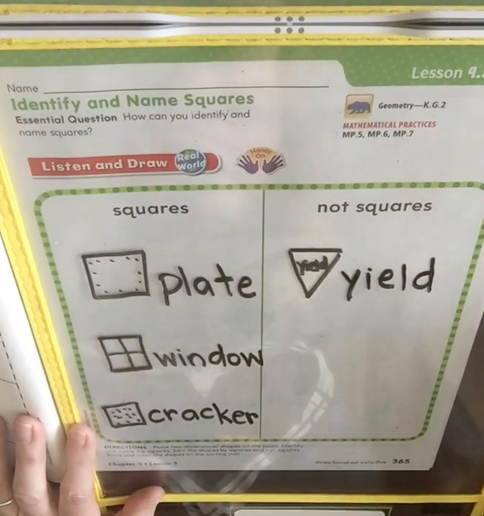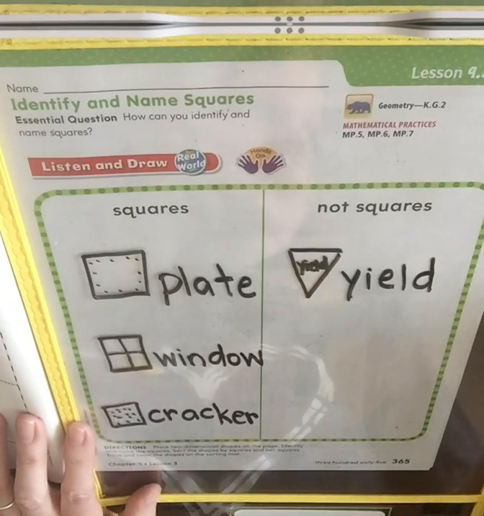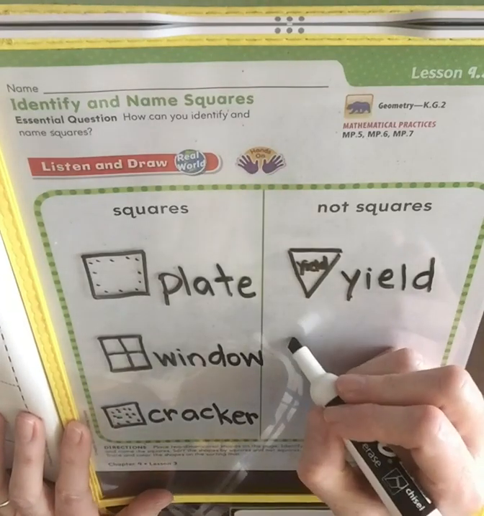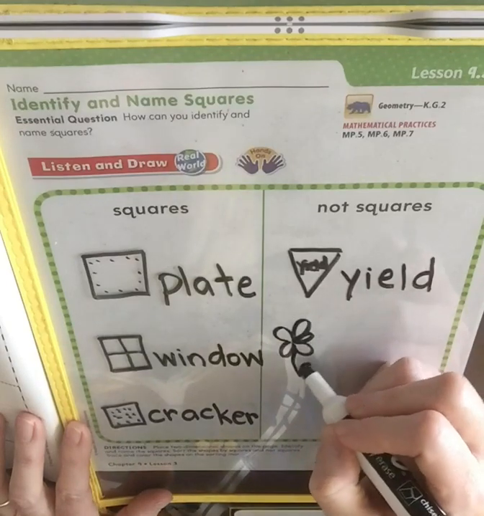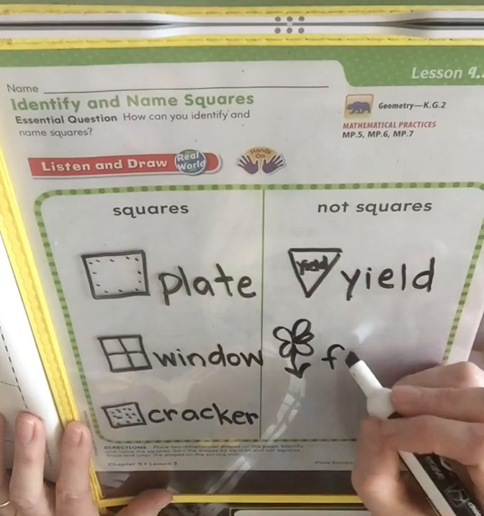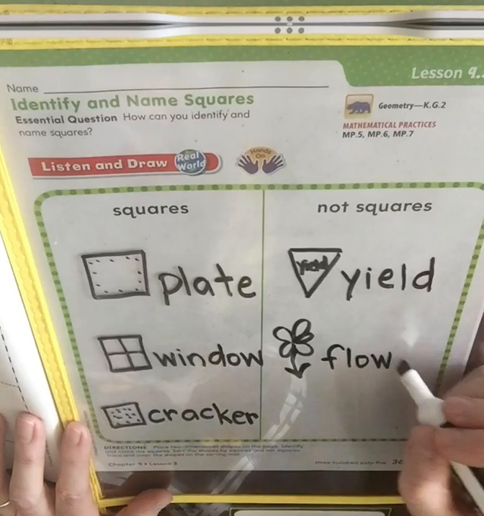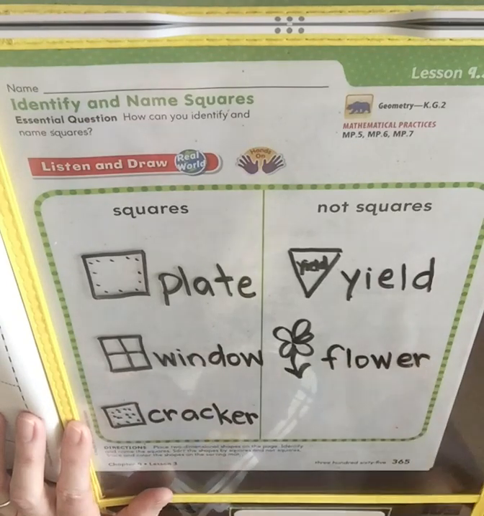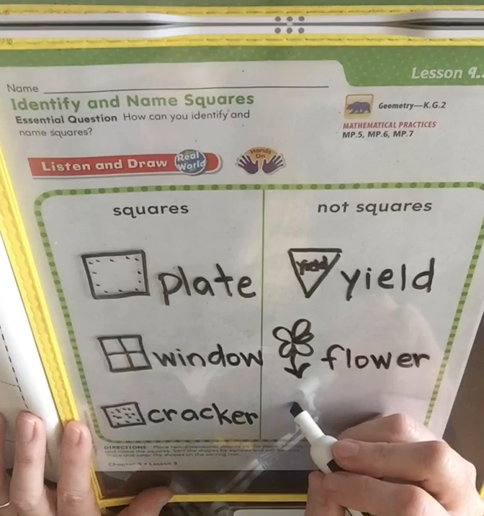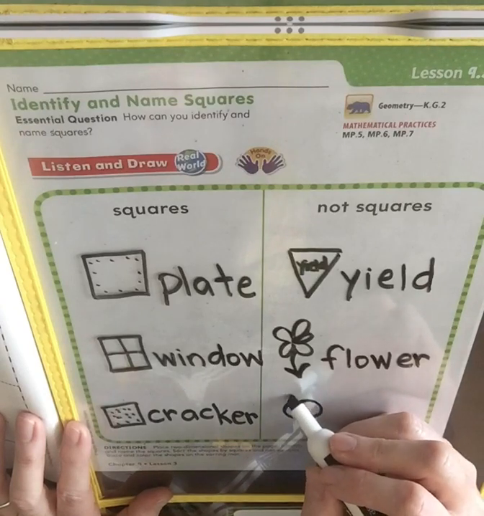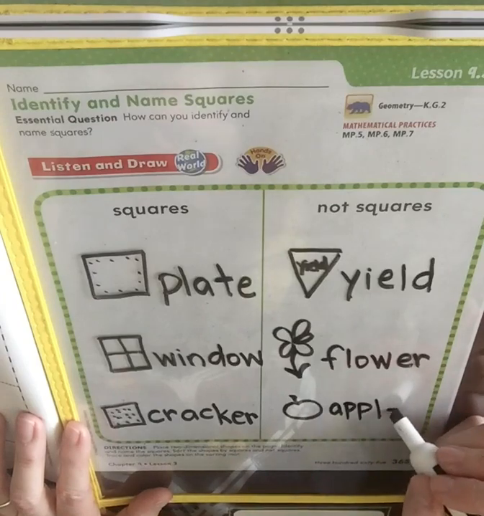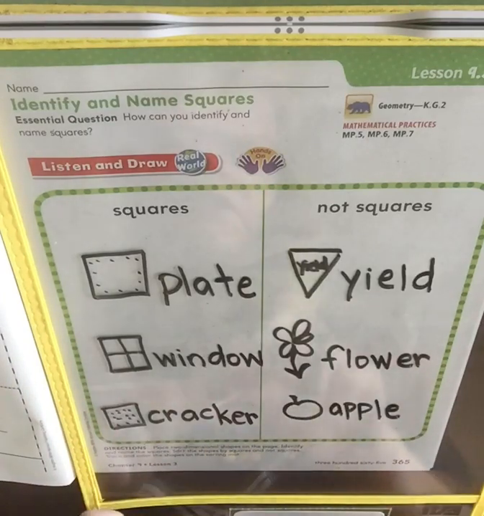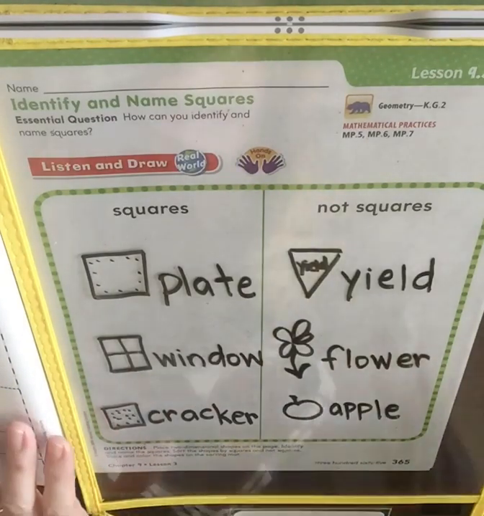And something else that could be not a square. Oh my goodness, so many things. Well, a flower is not a square, so I'm going to make a flower. And oh, how about an apple? An apple is not a square. Great job. Let's turn the page.